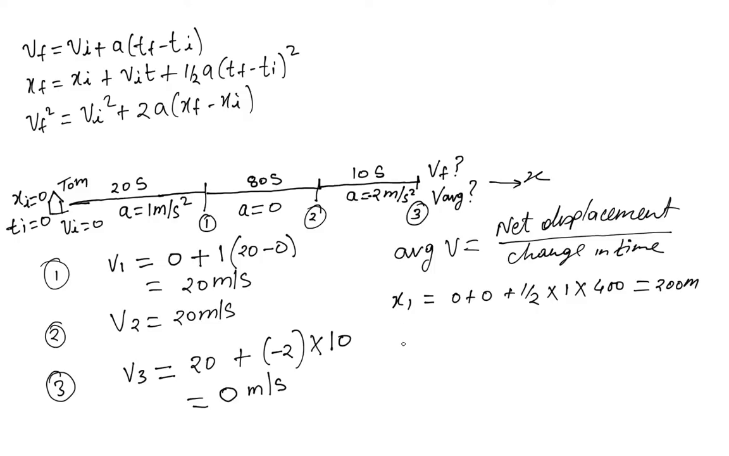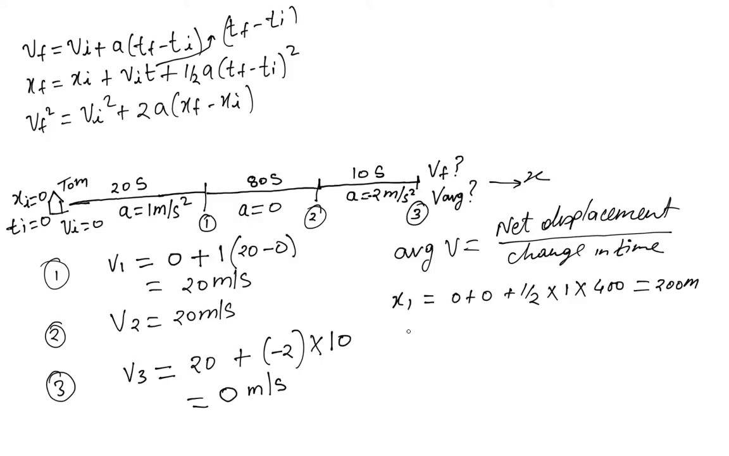Okay, now we have to calculate the distance traveled for this section. Now for this section we can again use this formula, but a is 0 in this case. I'm sorry, this should have been Tf minus Ti. In a hurry I wrote T.